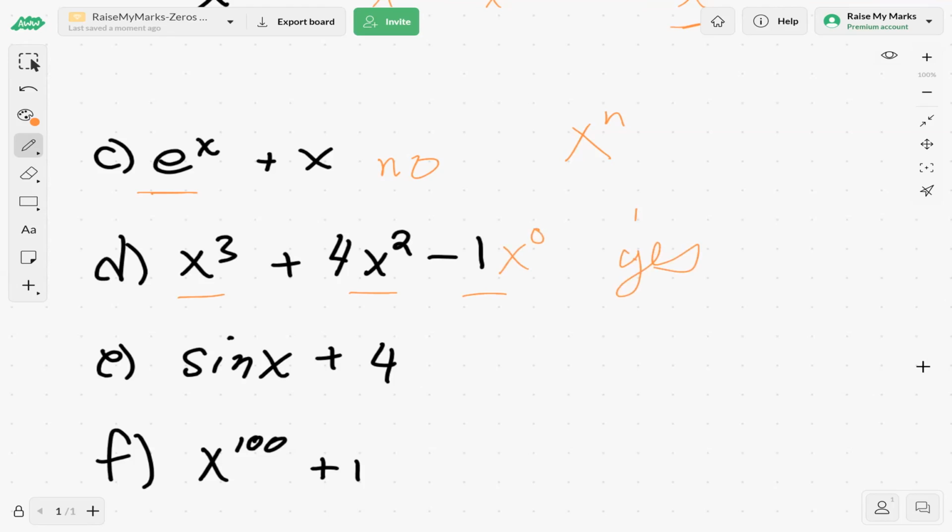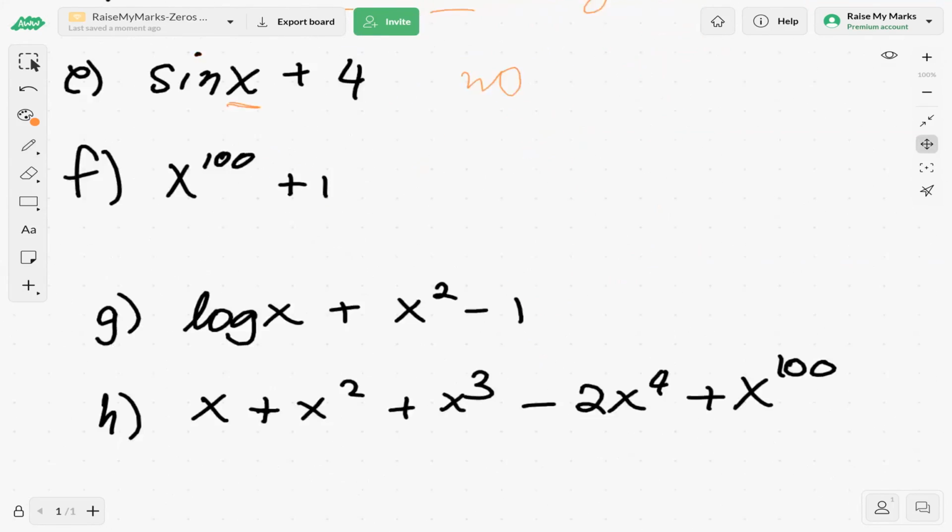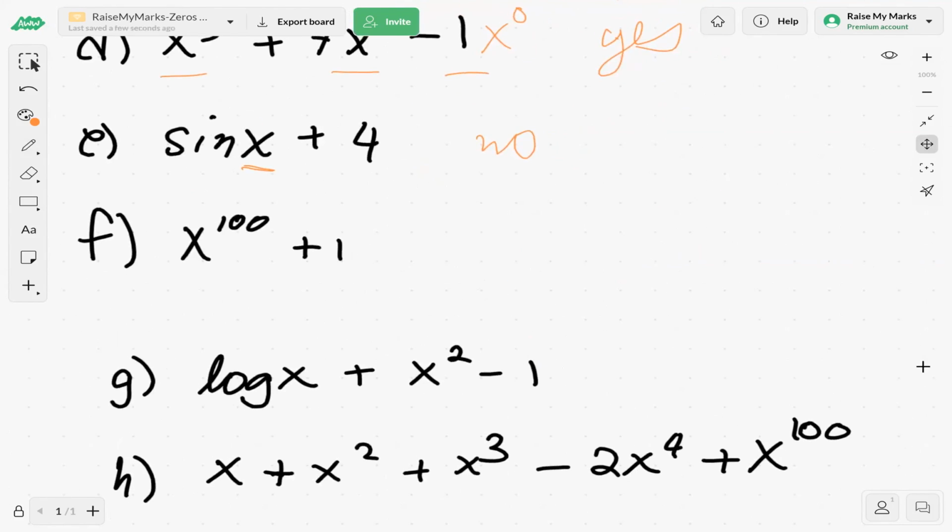So E, we have sine x plus 4. The variable is x, but sine is not a polynomial, so no. It's a trigonometric function. Oh, well, we have quite a few exercises left. So F. So our function is x to the power 100 plus 1. So are our terms of the form variable raised to a number? Yes. So yes.